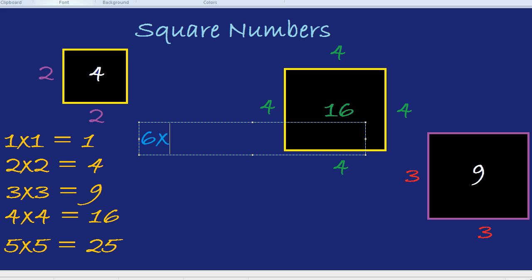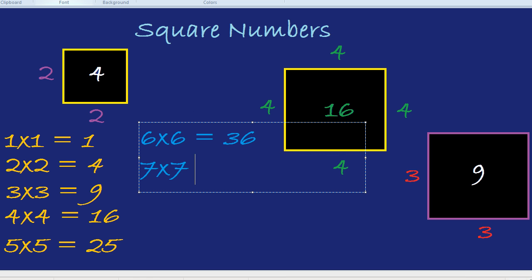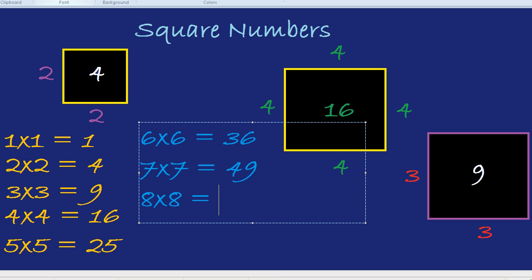6 times by 6 is 36. So 36 is a square number. 7 times by 7, can you guess? 49. So 49 is a square number. Notice 7 is not a square number, but 7 times by 7, 49, is a square number. The ones in italics are the square numbers. 8 is not a square number. 6 is not a square number, even though you're doing 6 times 6. It's the answer which is the square number. So 49 is a square number, or in this case 64 is a square number.